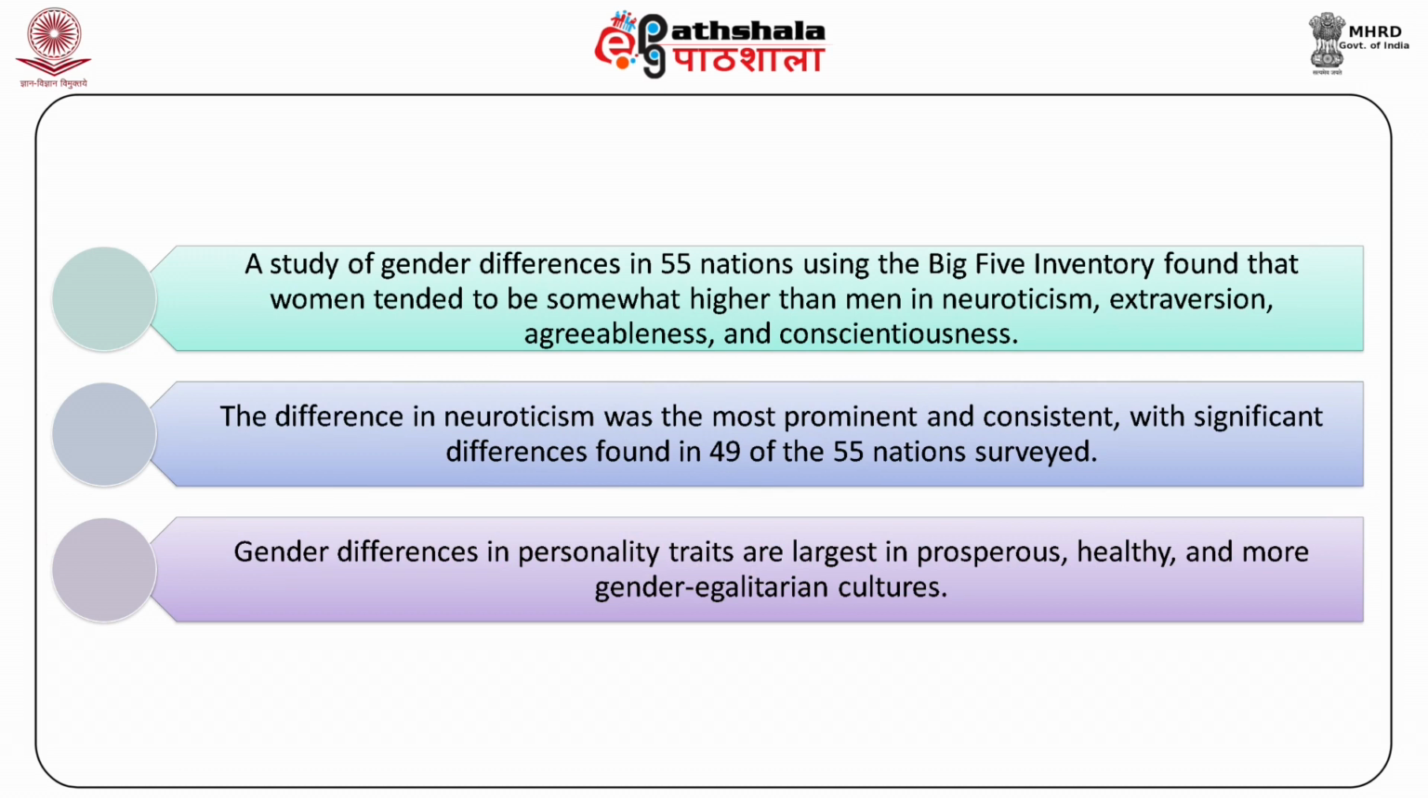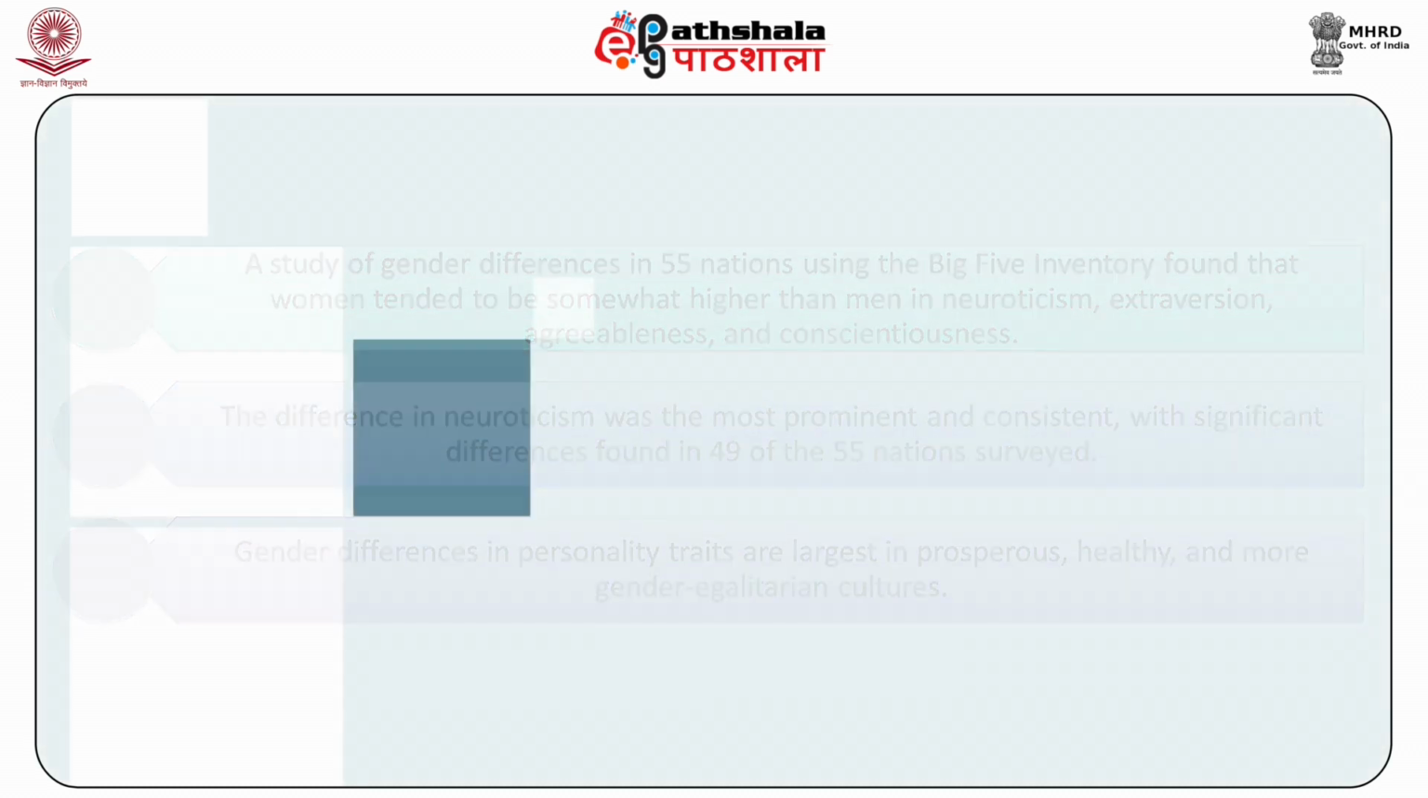A study of gender differences in 55 nations using the Big Five inventory found that women tend to be somewhat higher than men in neuroticism, extraversion, agreeableness, and conscientiousness. The difference in neuroticism was the most prominent and consistent, with significant differences found in 49 out of the 55 nations surveyed. Gender differences in personality traits are largest in prosperous, healthy, and more gender egalitarian cultures.